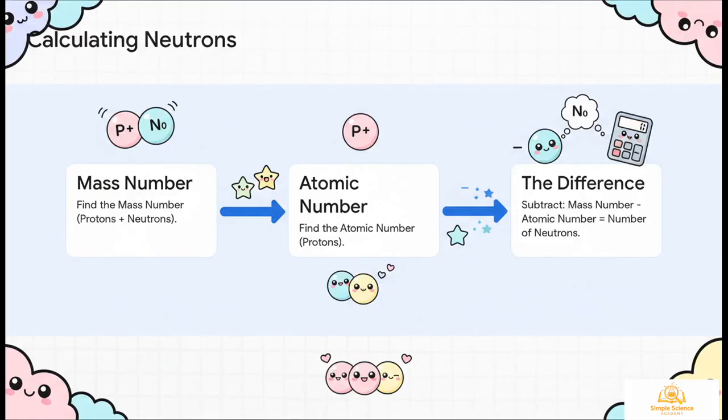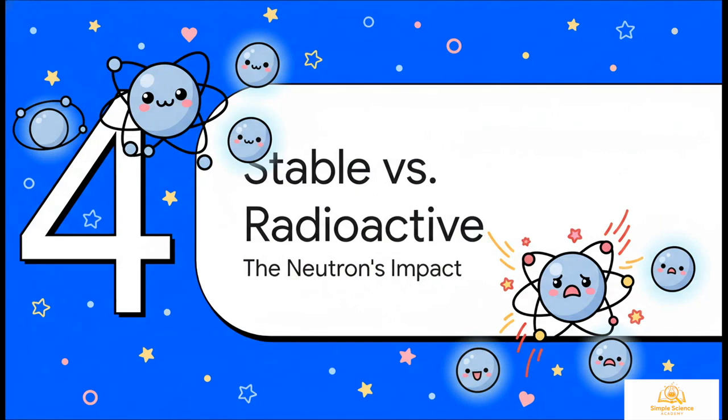So how can you figure out the neutron count for yourself? It's actually super easy. It's just simple subtraction. You take the top number, the mass number, and you just subtract the bottom number, the atomic number. And whatever's left, that's your neutron count. See? Easy. Now you might be thinking, okay, a few extra neutrons, so what? Big deal. Well, it turns out that simple difference can have absolutely massive consequences. It can be the difference between an atom that is perfectly stable and one that is powerfully radioactive.